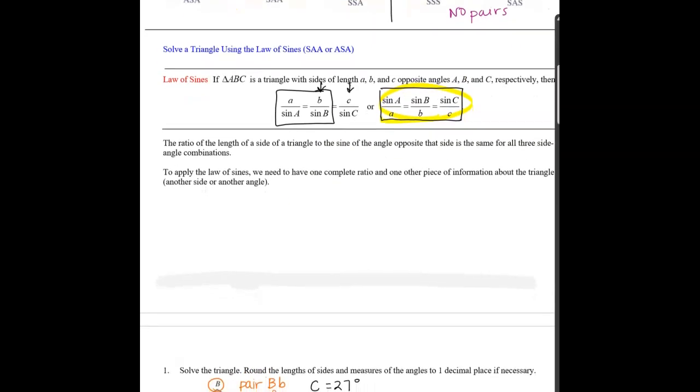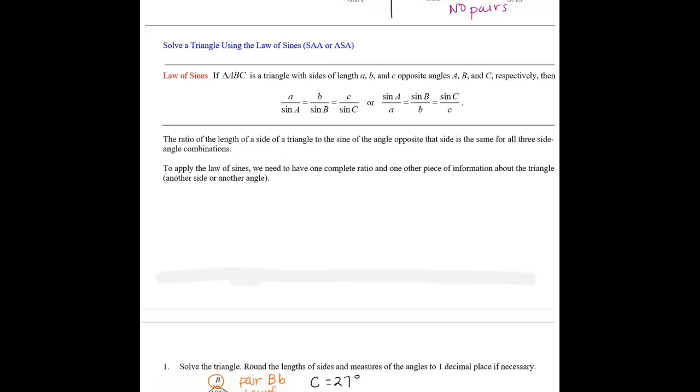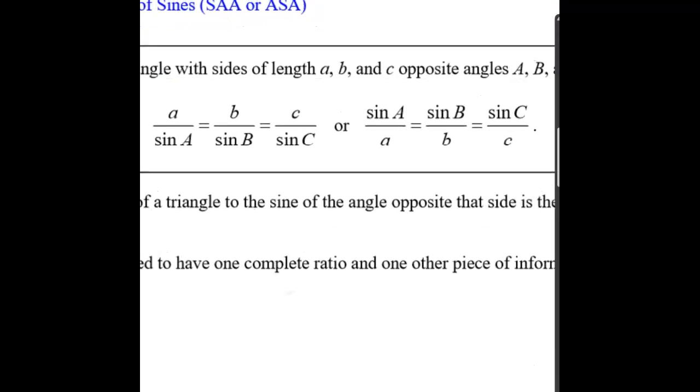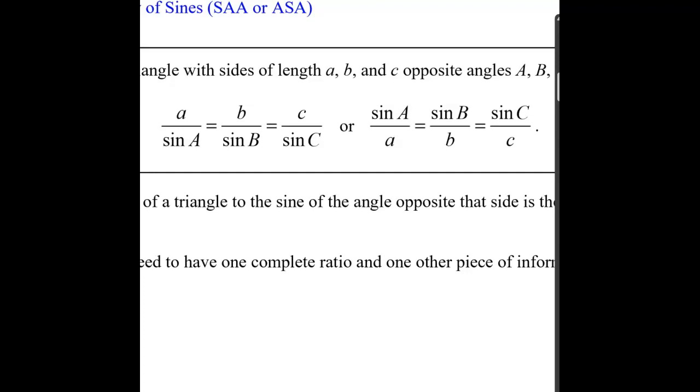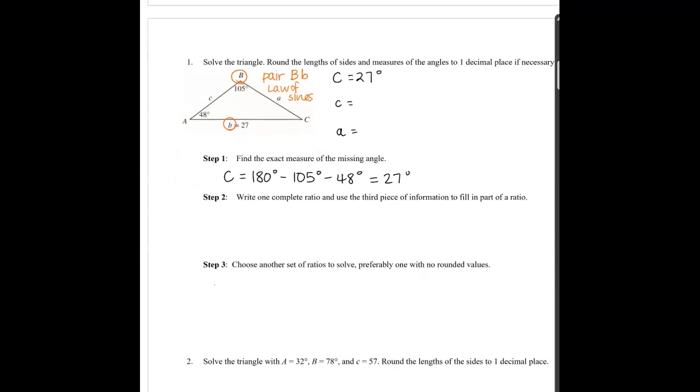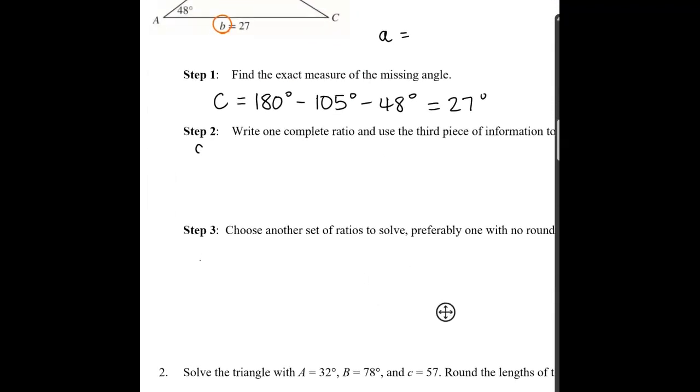So I'm going to scroll up so we can look at the two different versions of law of sines. We're trying to solve for either little a or little c. I'm going to choose to solve for little c first. I'm going to choose the piece of law of sines that has little c in the numerator because that's what I want to solve for. So this whole piece of this ratio, I know I'm going to take in step 2 when I start writing my law of sines ratio.